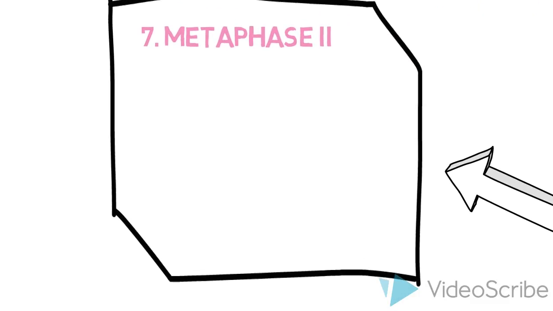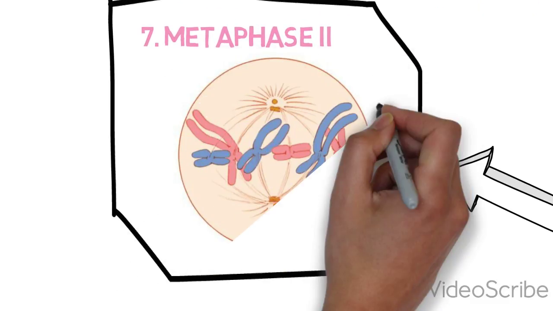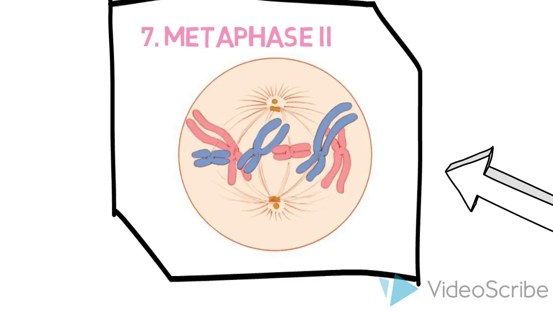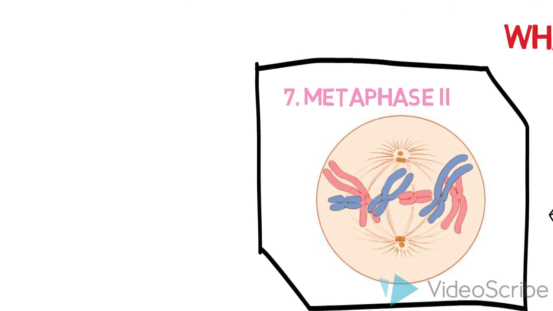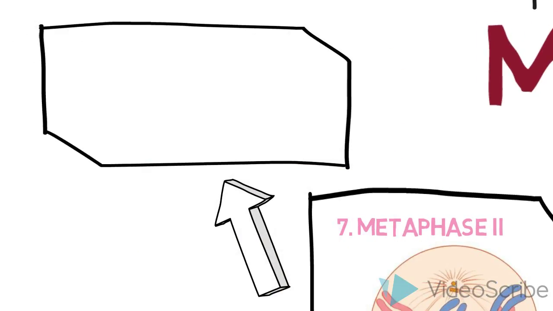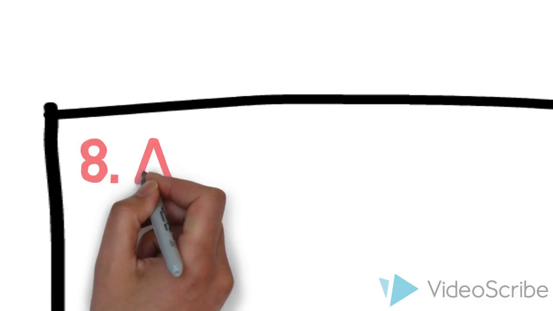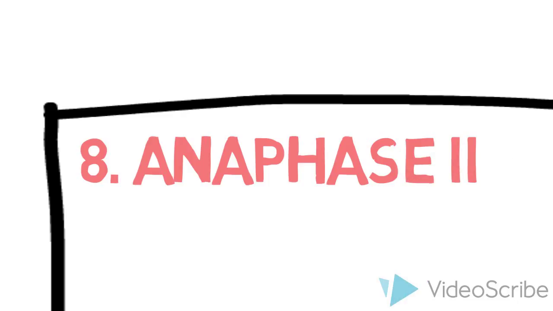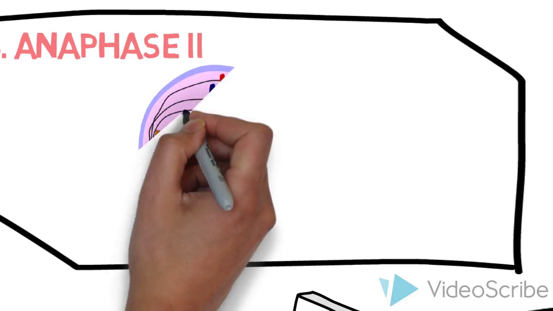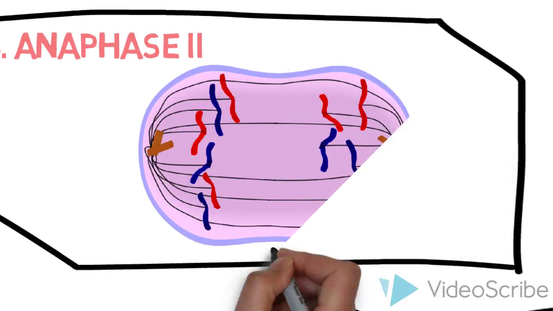In metaphase 2, the chromosomes line up at the center of the cell, and spindle fibers are attached to the centromeres. This leads us to our next phase, anaphase 2. The sister chromatids are pulled to opposite poles of the cell by the spindle fibers, which can be seen in the picture below.